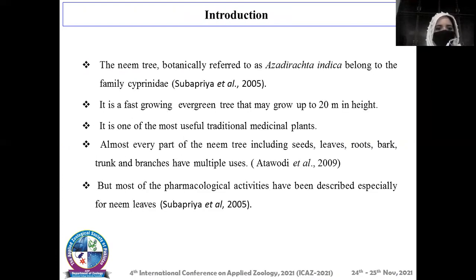Introduction. The neem tree, botanically referred to as Azadirachta indica, belongs to the family Cyprinidae. It is a fast-growing evergreen tree that may grow up to 20 meters in height. It is one of the most useful traditional medicinal plants. Almost every part of the neem tree, including seeds, leaves, roots, bark, trunk, and branches, have multiple uses, but most of the pharmacological activities have been described especially for neem leaves.